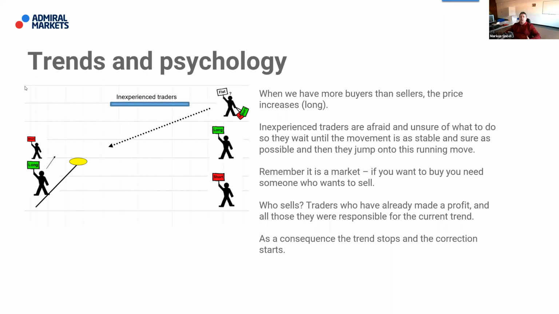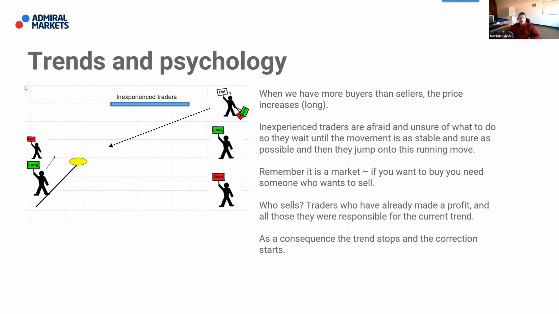Traders who have already made a profit, and all those that were responsible for that current trend. Because experienced traders are already in the accumulation phase. I hope you understand that point. There's a consequence. The trend stops and the correction starts and you are too late. Why? You were looking for safeties.